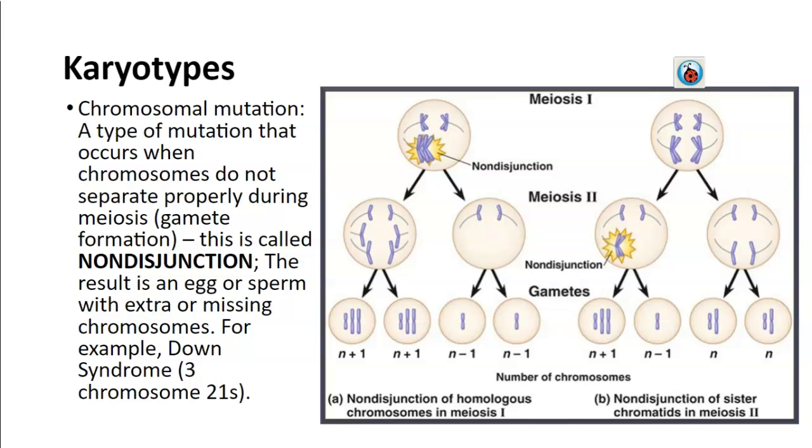Now, when you look at the figure to the right, non-disjunction can happen in meiosis 1. And if that happens, then all 4 daughter cells are going to have an abnormal number of chromosomes. Sometimes non-disjunction can happen in meiosis 2. And if that's the case, you have 2 abnormal egg or sperm and then 2 normal. So non-disjunction can happen in meiosis 1 or meiosis 2.